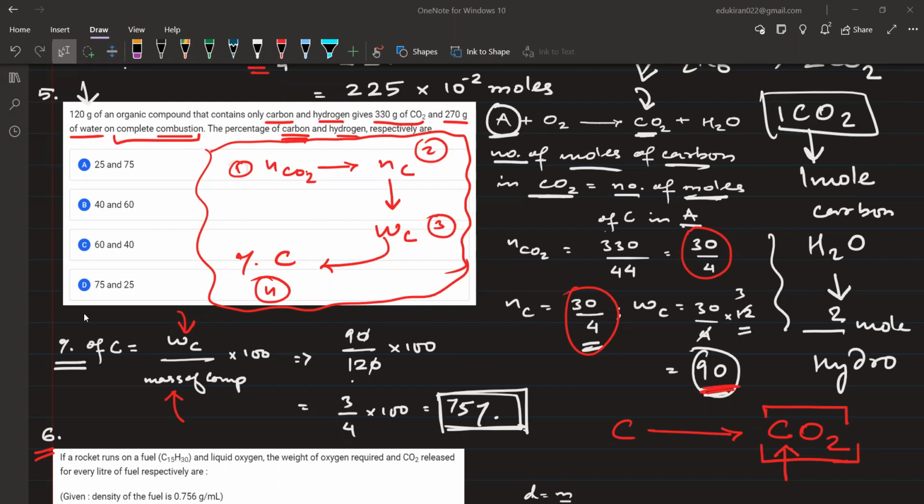I hope you are done with the fifth one. Write the sixth question. If a rocket runs on a fuel C15H30 and liquid oxygen, the weight of oxygen required and CO2 released for every liter of fuel respectively are. Tell me, the amount of which is given, reactant or product? If reactant, then what reactant have they given the amount for? Given should be understood first. Tell me in chat, they have given the amount of what?